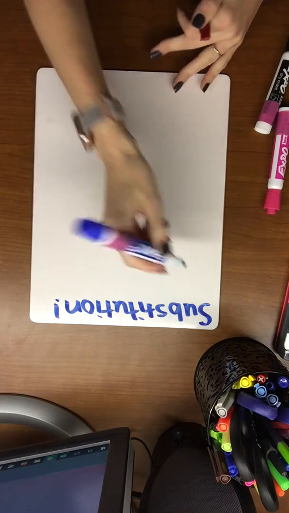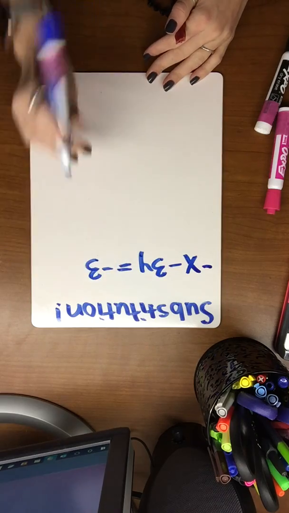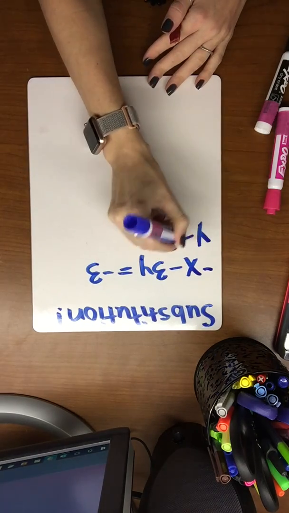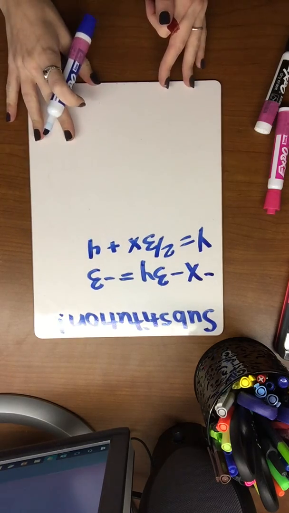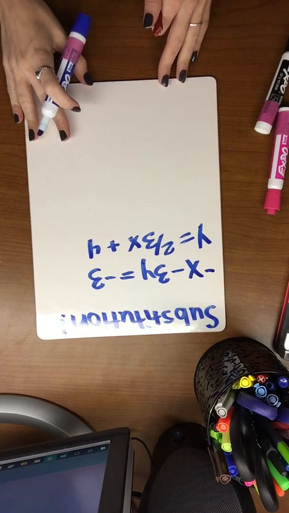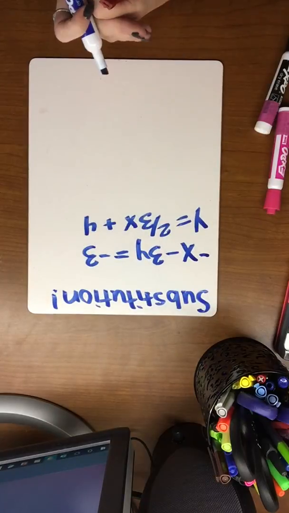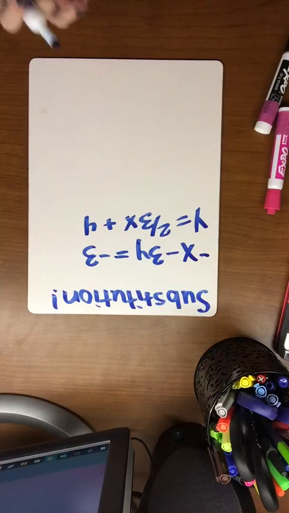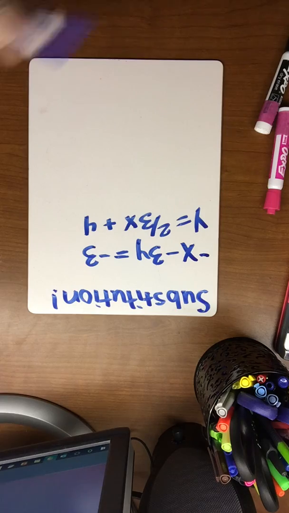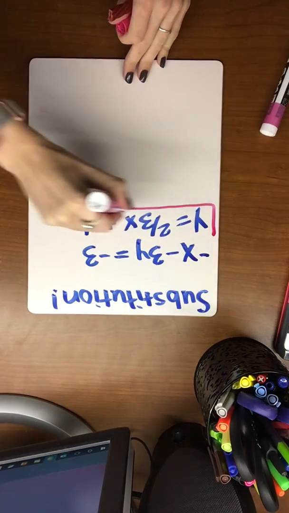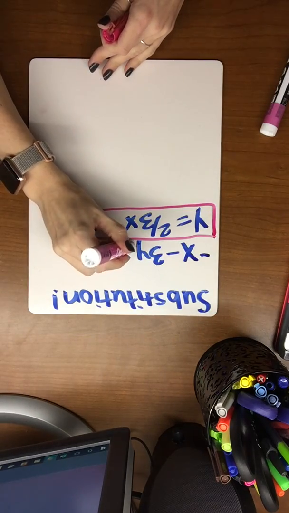Let's say we have the equation negative x minus 3y equals negative 3, and we also have y equals 2/3 x plus 4. The substitution method tells us that we need to substitute something in for the equation. To do that, we have to solve for one variable. You may already notice that we already have one equation solved for one variable. That equation is the one that has y equals.